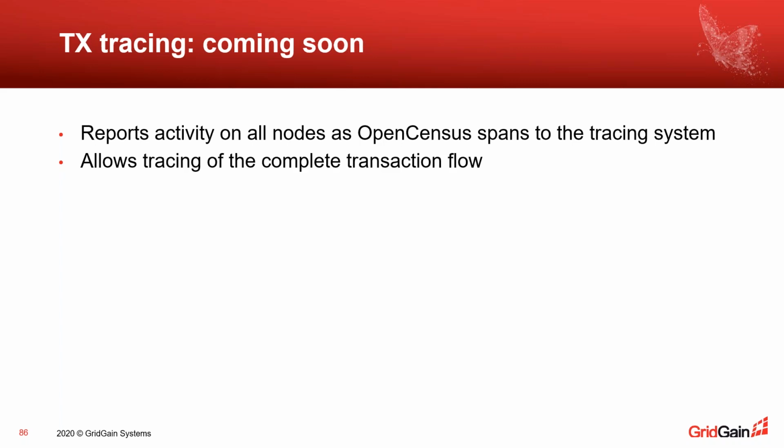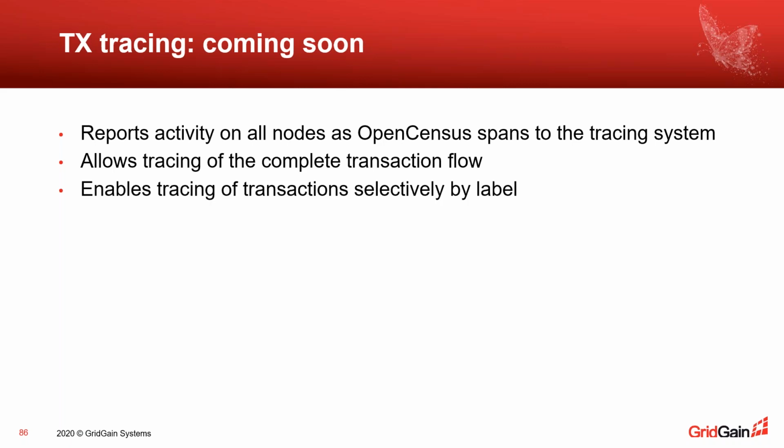Tracing allows you to trace the complete transaction flow. So if you're interested in improving the performance of your transaction, according to the traces you may understand exactly which part of the transaction was slow. Probably it was a write to the storage, or it was acquiring locks, or something else. You will get all this information.